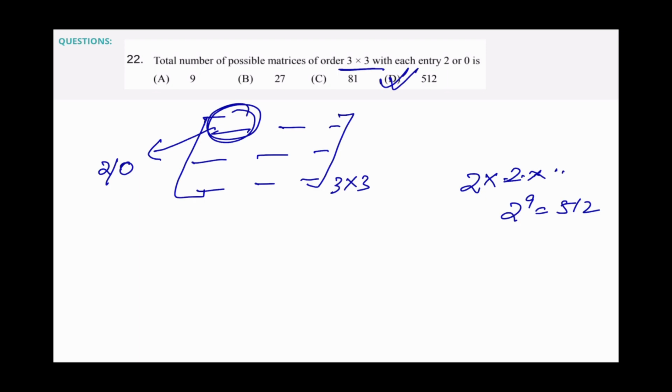Okay. So if they would have given 3 options, like let's say 2, 0 and 1, so it will be 3 power 9. Same thing. Clear? Nothing more than that. We'll learn this in more detail in the PNC, permutation and combination section.